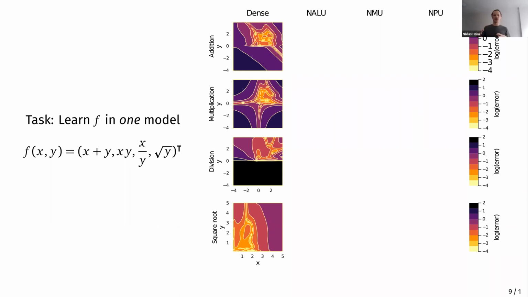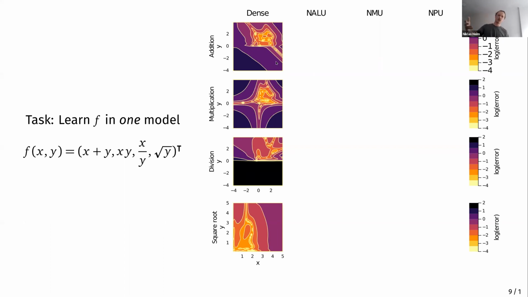Okay, so let's see how this actually performs, right? We have a simple benchmark task, which is a function that takes two inputs and has two outputs. And each of those outputs is depicted in one of these plots over here, right? We have y on this axis and x on this axis. And then the first is addition. The second one is the multiplication we have here. The third is division. And then we have a square root.